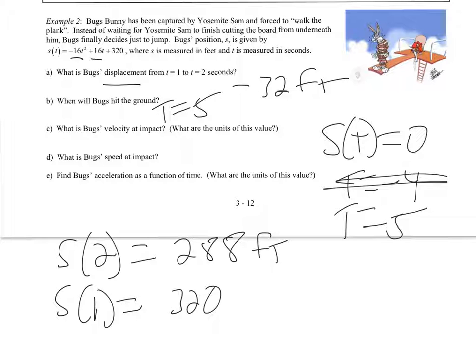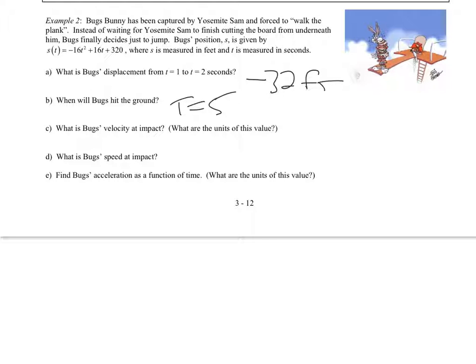Okay, so now we're dealing with the velocity part of this. So velocity is the first derivative. So what is s prime of t? So remember, it's just a power function. So I'm going to bring the exponent down, multiply by this negative 16, so negative 32t, and then remember 2 minus 1 is 1. And then this one is just a linear piece, so plus 16, and then this is a constant piece, so the derivative of that is 0.